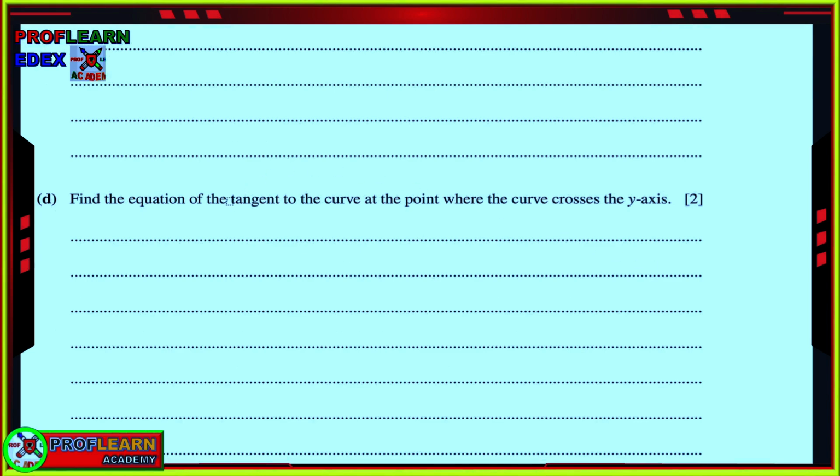You can also be asked to find the equation of a tangent or the equation of the normal at the point where it crosses the y-axis or the x-axis. So depending on the way the questions are structured, make sure you've really prepared for the same, and that you know how to work out such kinds of questions.